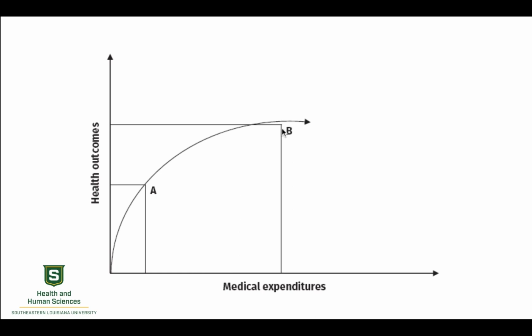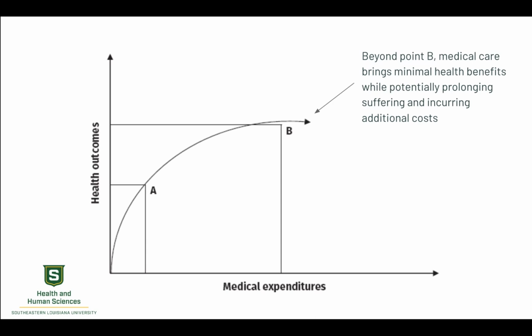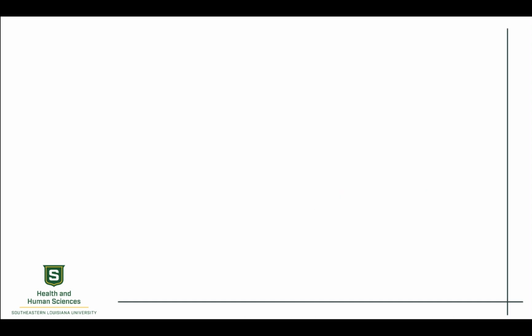So this is where B is. What happens is that when you go beyond B, any medical care that you are doing has minimum health benefits, and all you are basically doing is incurring costs without getting much out of it. An example of this would be delivering high tech treatment for terminal patients. It costs a lot of money, and there's not much difference when it comes to improvements in their health status.